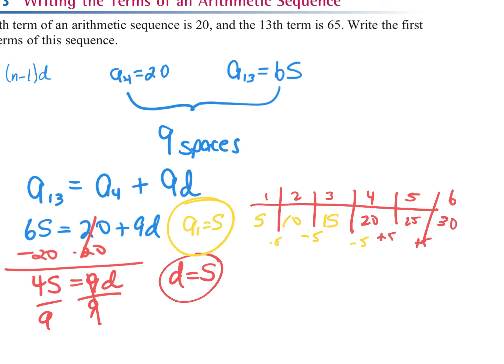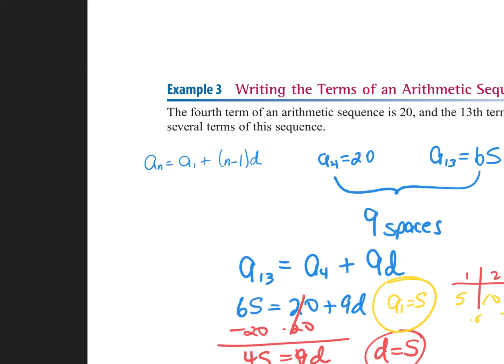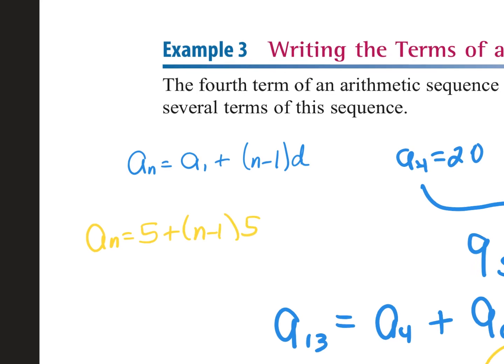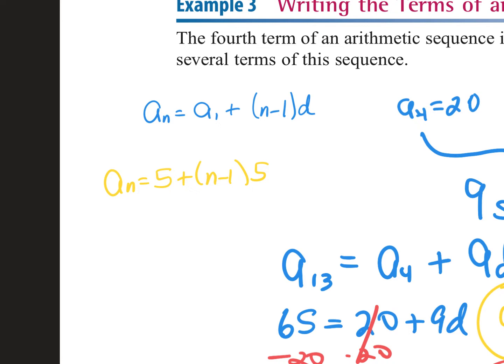So what is my first term? 5. Do I now have enough information to write my rule? Yes. So we say, okay, a sub n equals the first term, which is 5, plus n minus 1 times the common difference, which is 5. What do I do with the 5 on the outside of the parenthesis? Distribute. So 5 plus 5n minus 5.